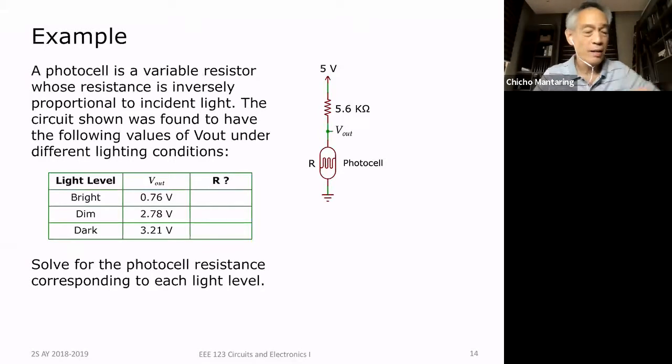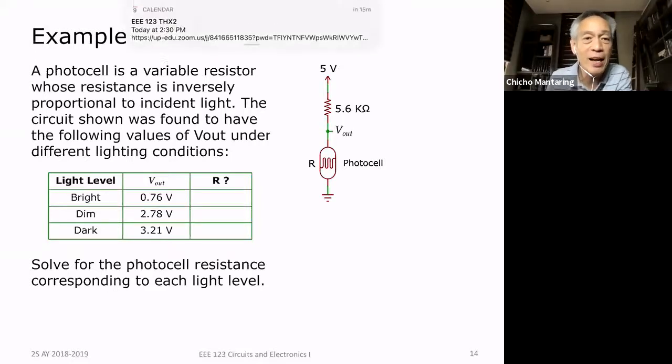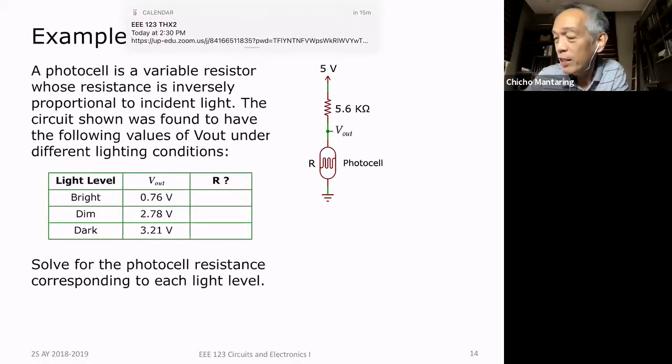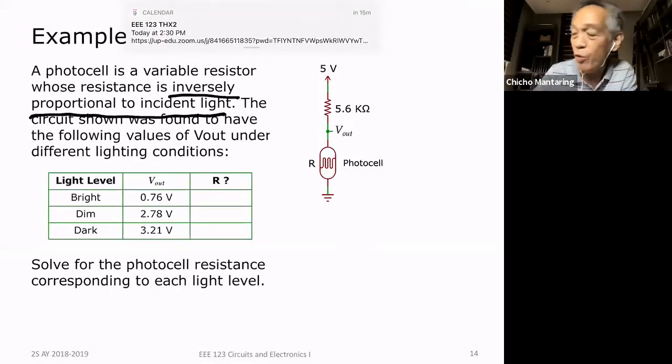Okay, I have a simple example here. A photocell is a variable resistor whose resistance is inversely proportional to incident light. The circuit shown was found to have the following values of V out under different lighting conditions. So this is a photocell. The resistance of the photocell varies inversely proportional to incident light. So habang lumalakas yung ilaw, lumiliit yung resistance. So under three different lighting conditions, these were the values of V out that were computed. So what is the corresponding value of R for these three lighting conditions? So the answer is very easy, no?